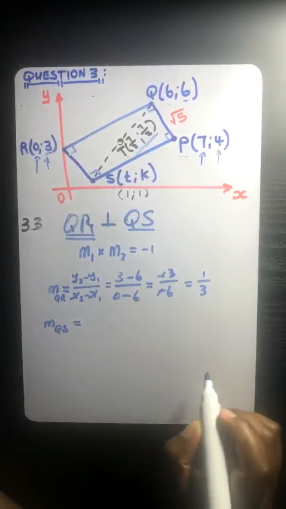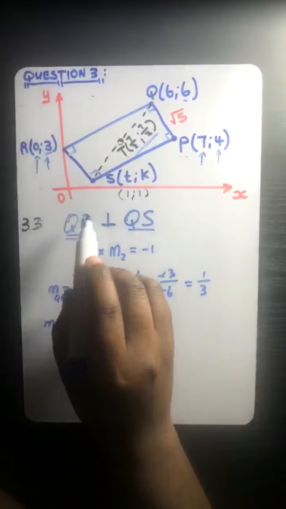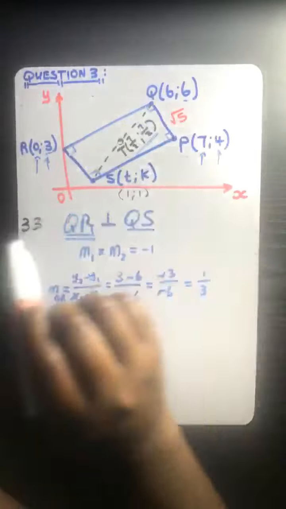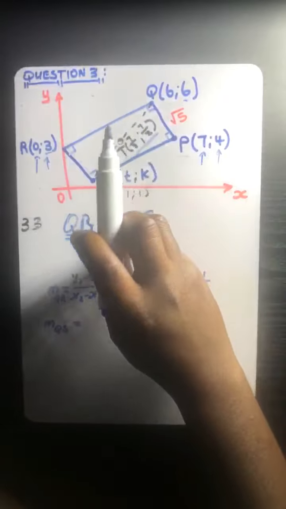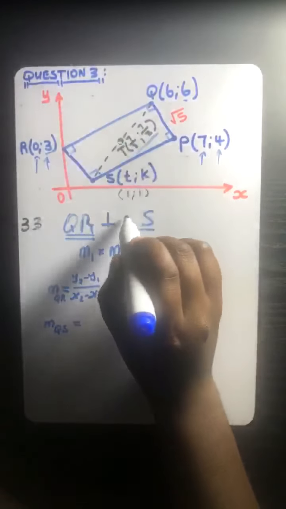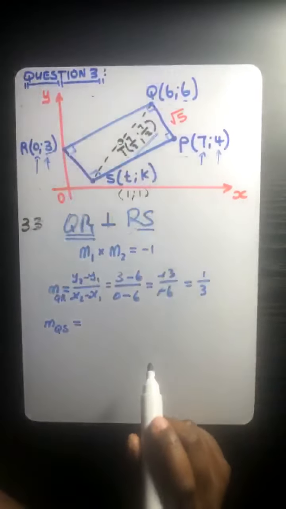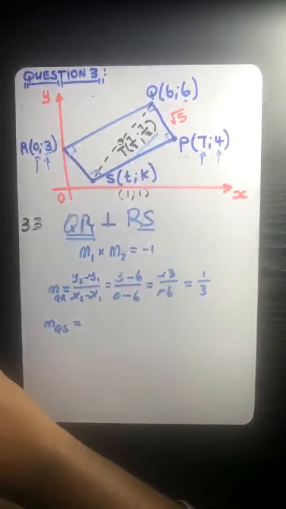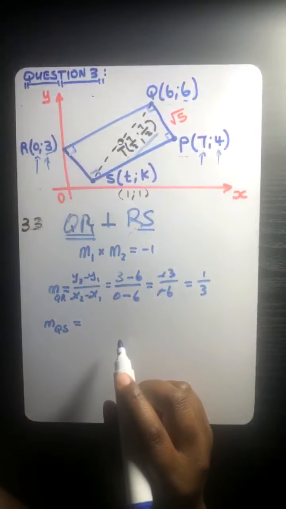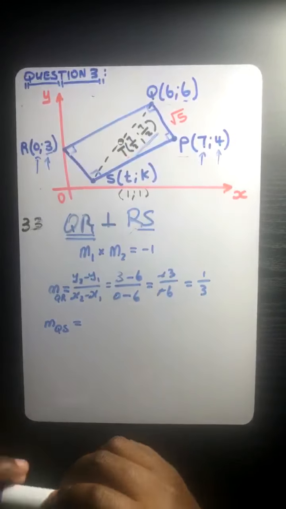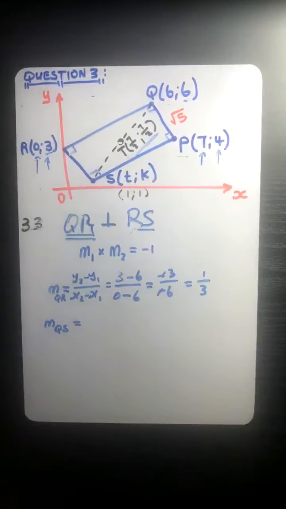Let's see the gradient of QS. Where's QS? The gradient of QS. No, not QS, but RS. Not QS, but RS. RS. I think I've copied that one incorrectly. RS being that one. I'm not sure. Are we still together, guys? Or am I losing you before I continue?